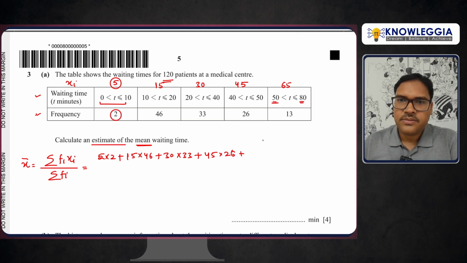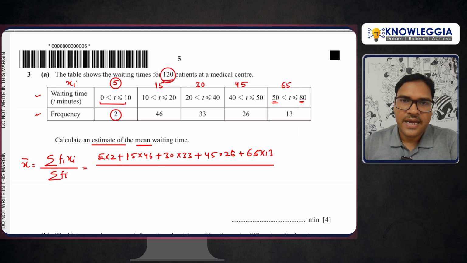Okay. Plus this is 65 into 13, and I'll divide it by the sum of all the frequencies. Now, what is the sum of all the frequencies? This is 120. You can just add these also. You will see this is equal to 120 because it is given that the data is for 120 patients, right? So this is the mean.